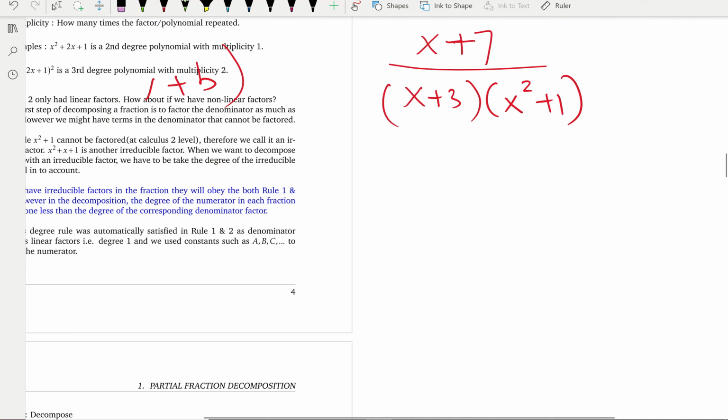Now, how about if we have factors where the degree is higher than 1? For example, something like x squared plus 1 here. So it's a factor, okay? The denominator has already been factored for you. So x squared plus 1 is a factor and it's a degree 2 factor. It's not a linear factor. So what should you do here? That's the question.